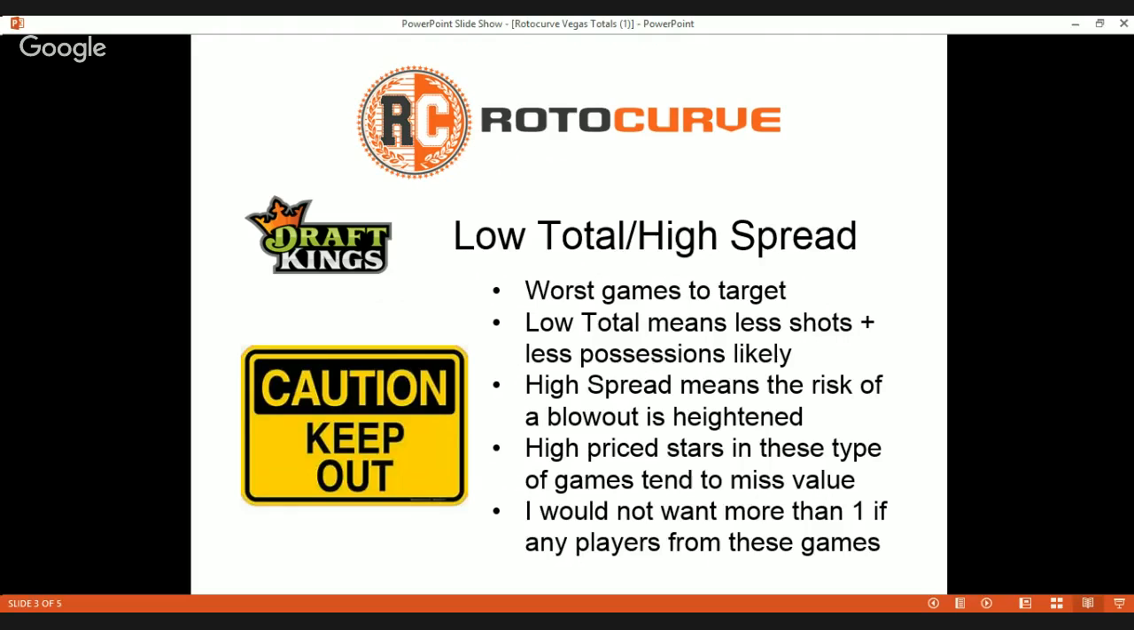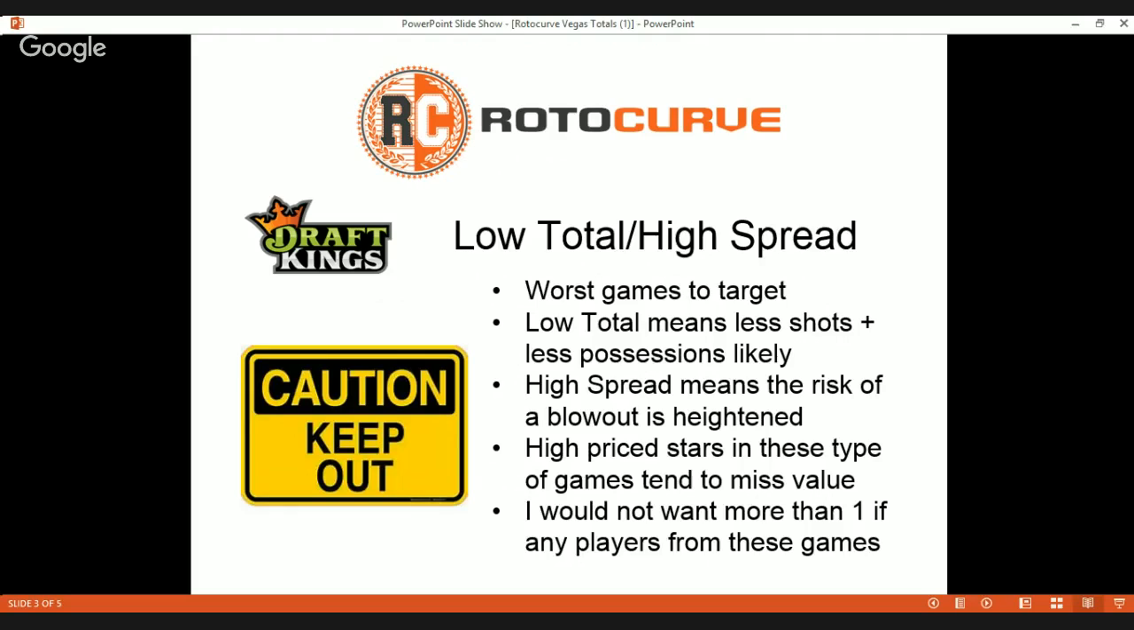What I like to do with games like this sometimes is maybe take a guy who's getting some extra minutes due to an injury that would also probably stay in a blowout. So if you have a guy who normally comes off the bench, but because the starter is hurt, he's going to be starting, and he's also a guy who normally gets in there at the end of the game in garbage time.